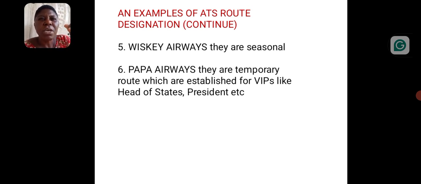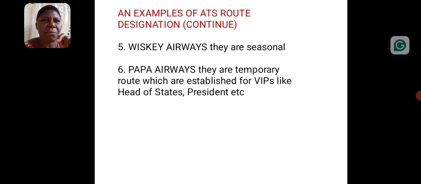So the route will be charted or produced or mapped based on that period, for the purpose of use for that maybe pilgrimage. So that is Whiskey route or Whiskey Airways. Okay, so that is that about Whiskey Airways.